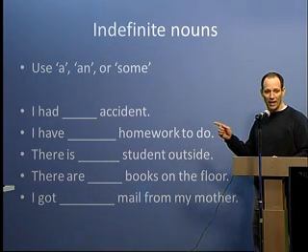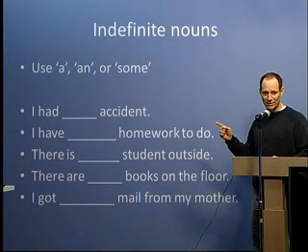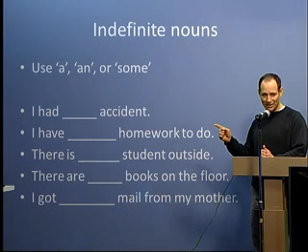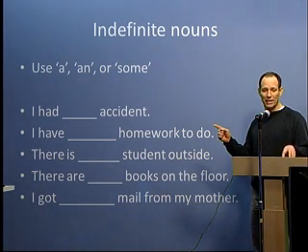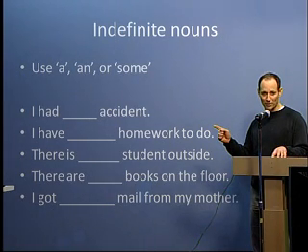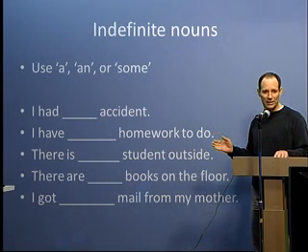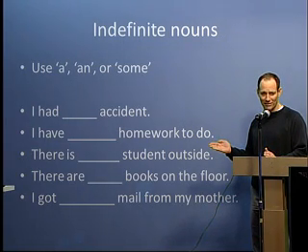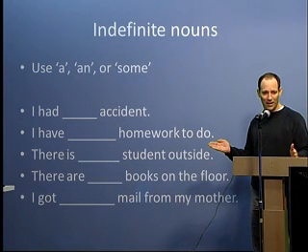The first one, I had accident. In this situation, we'll say an accident. It's singular count. It also begins with a vowel sound, so we use an. The second one, I have homework to do. Homework is a non-count noun, so we'll say I have some homework to do.